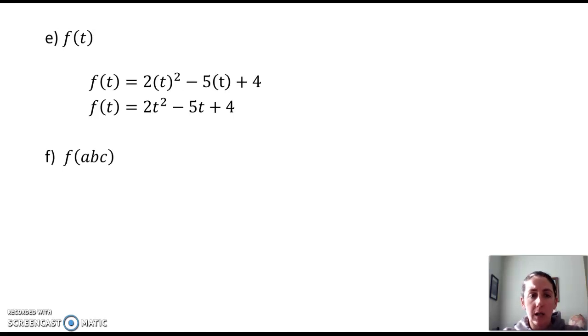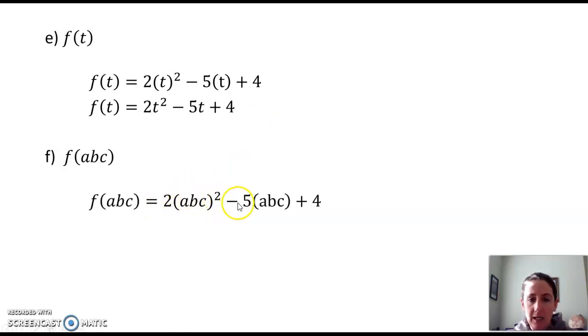If you wanted to, you could input ABC. And it would be the same thing. 2 times your input squared minus 5 times your input plus 4. It's just here our input is ABC. So 2 times ABC squared minus 5 times ABC plus 4. Now notice we don't have addition or subtraction in here, so we can distribute that exponent and do a squared, b squared, c squared, and then this is just going to be minus 5abc plus 4.